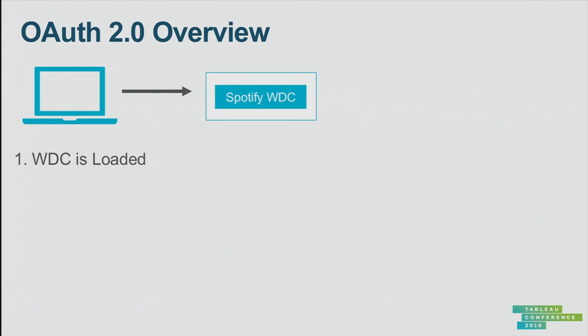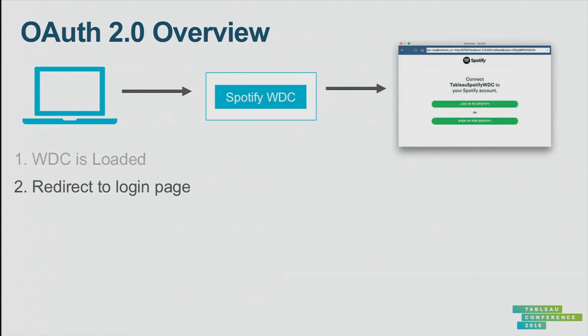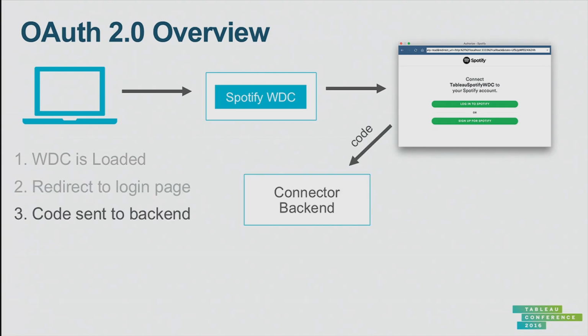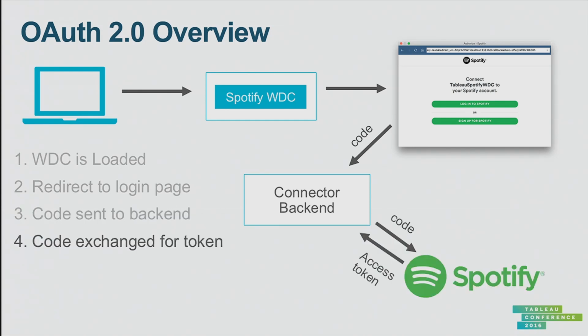The first step is we would load up a web data connector. We have a Spotify web data connector. In step one, it's going to check if it has authentication. If it does not, we'll redirect to the Spotify login page, like we saw in those samples before. The user will then sign in to the Spotify login page, and there'll be a code that will be sent back to our server that's running. In our case, it's a small Node.js server. This temporary code is what Spotify gives us. Our server then talks directly to Spotify and exchanges this temporary code for an official access token. This access token is what gives us access to the Spotify API.